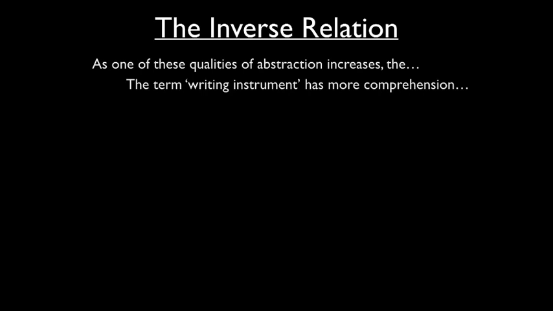So here's an example. The term writing instrument has more comprehension, more internal meaning, than pencil. Pencil's like one of the extensions of it. It's part of the population. But if you had to think, what would be an internal meaning of pencil? It's a writing instrument. But there are other writing instruments. There are other things that are going to belong to that population. So pencil, pen, fountain pen, marker, you name it, that's all in the extension of writing instrument.